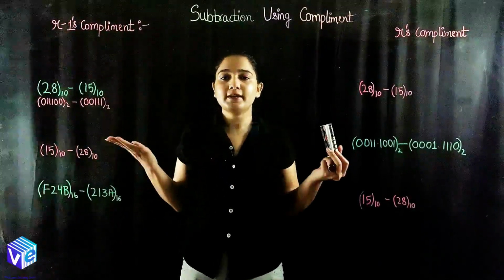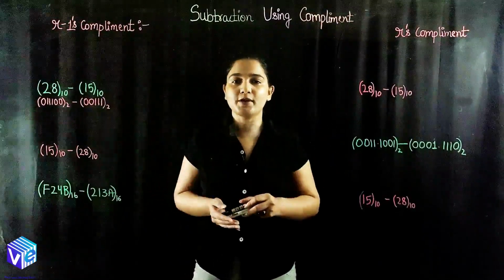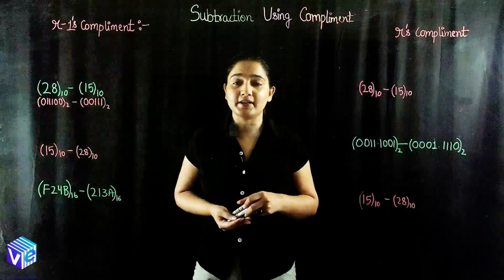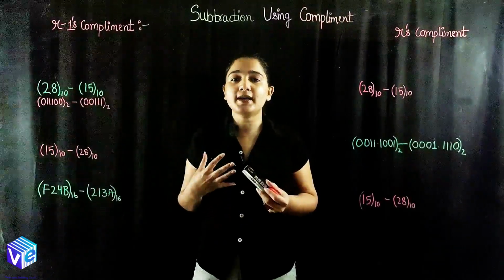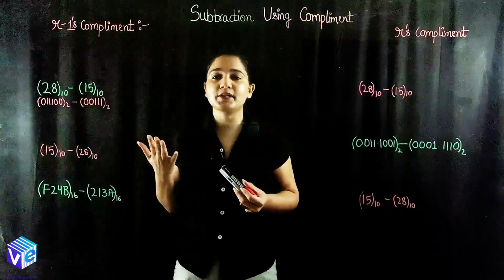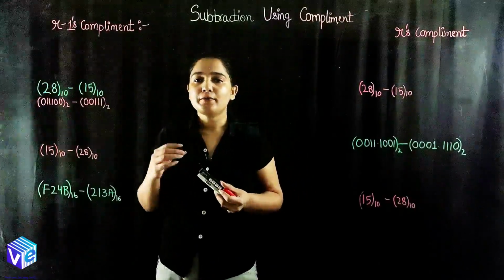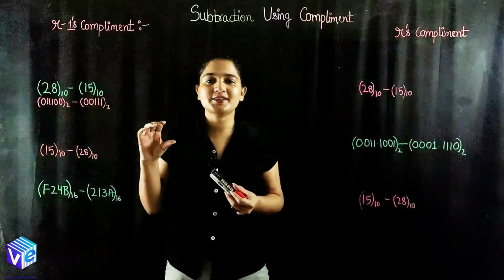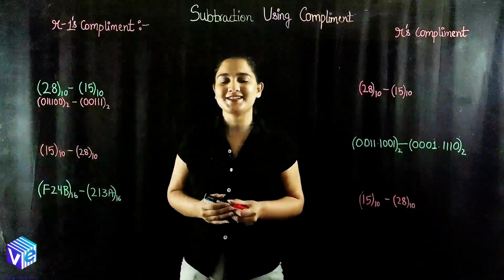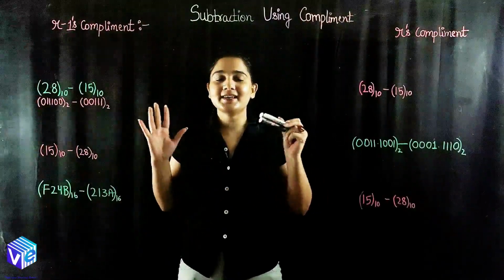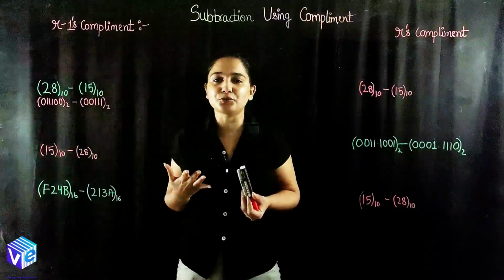So why at all were we finding out the r's complement and the r minus 1 complement? We were finding it so that we can make our subtraction operation easier. How? We can use the addition operation instead of the subtraction operation. So this is a really easy task for a machine to do.